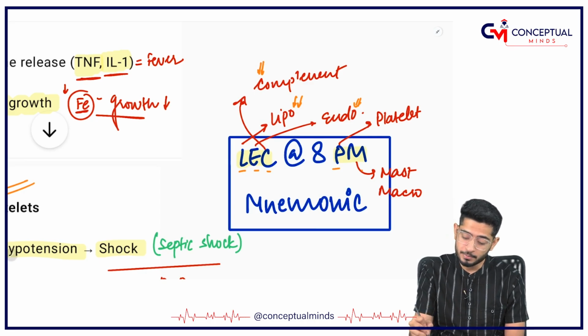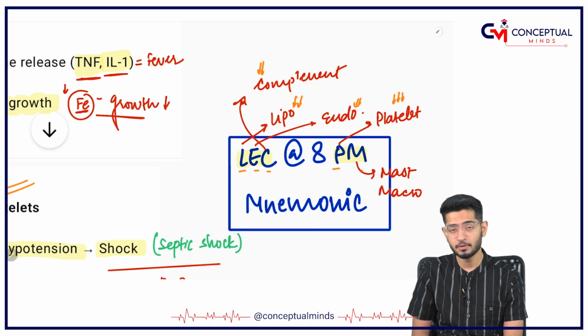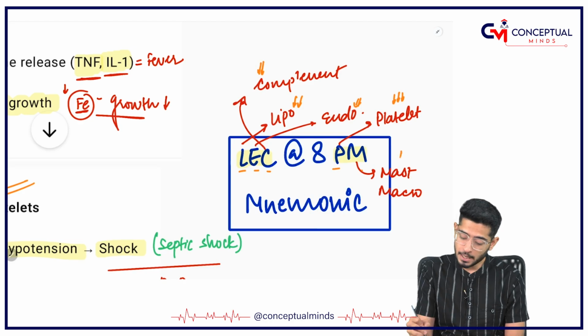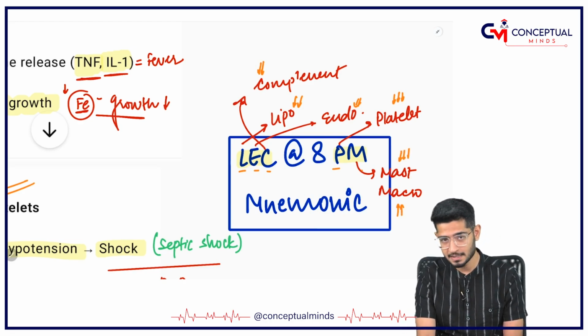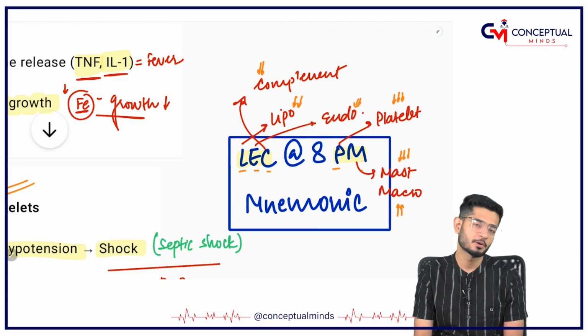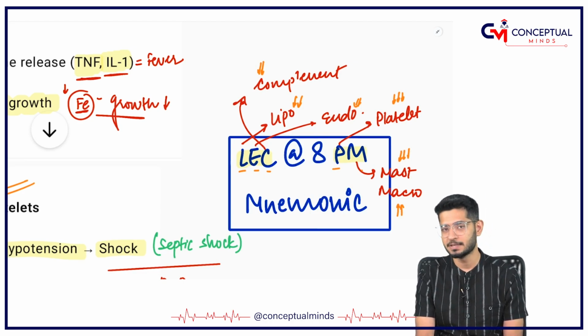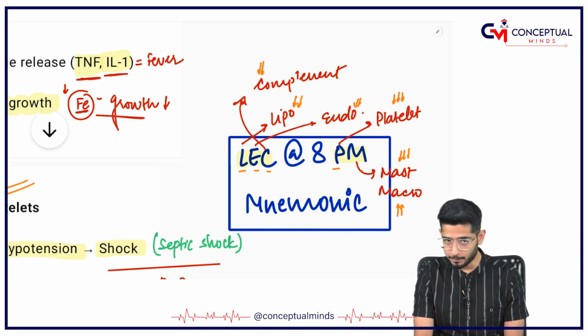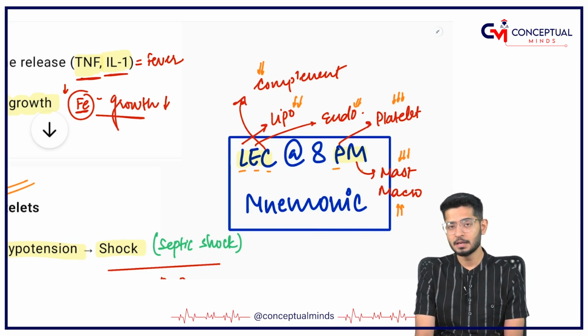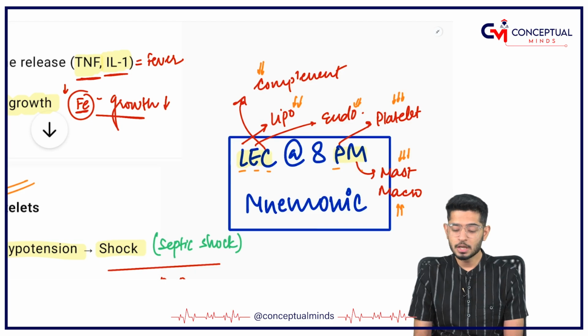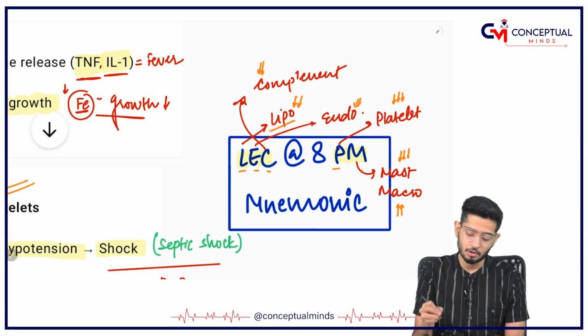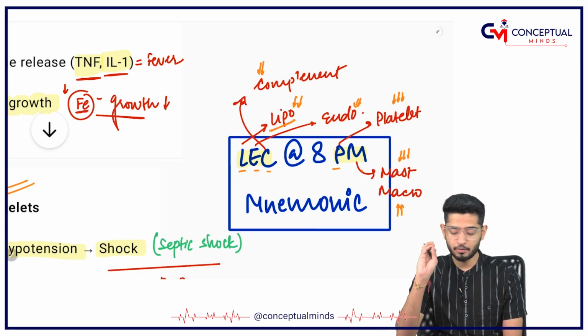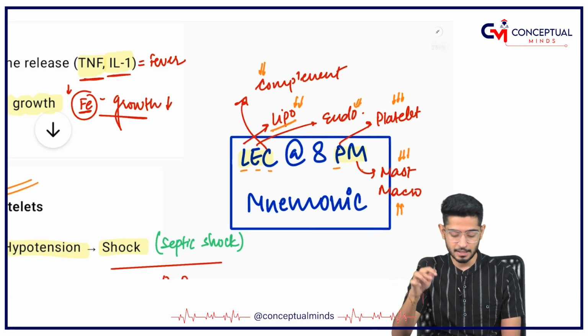What is P? P for platelets. What is M? M for mast cells and M for macrophages. So the mnemonic is lecture at 8 p.m. L for lipopolysaccharide, E for endothelium, C for complement, P for platelet, M for mast cell and macrophage. So the lipopolysaccharide is going to act on all these areas.